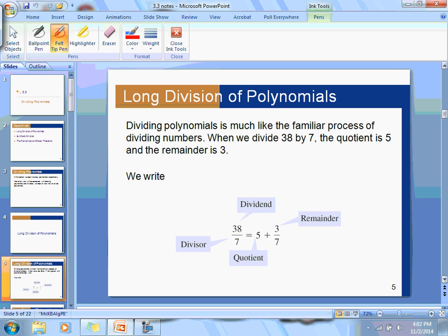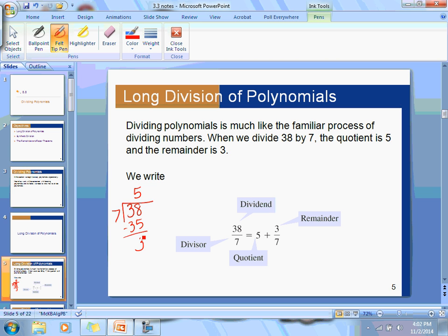Now when you divide a polynomial with long division, it's just like your traditional long division process. When you're dividing 38 by 7, you would put 38 inside the box, and then you'd have 7 outside. And you would say, how many times does 7 go into 3? Well, it doesn't. How many times does 7 go into 38? It goes in there 5 times. So 5 times 7 is 35, and then you subtract, and you would have 3 as your remainder.